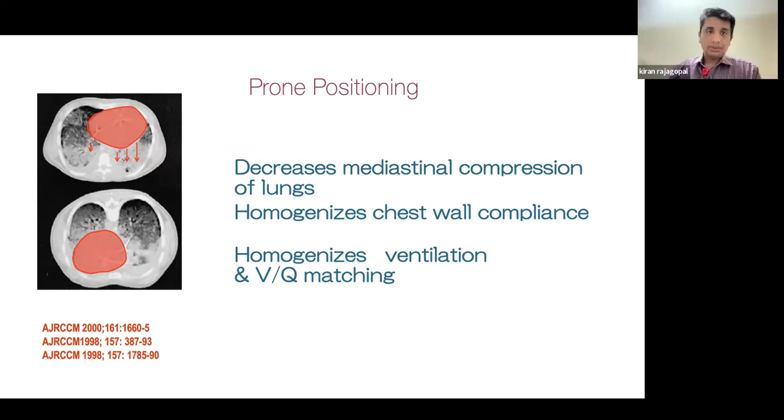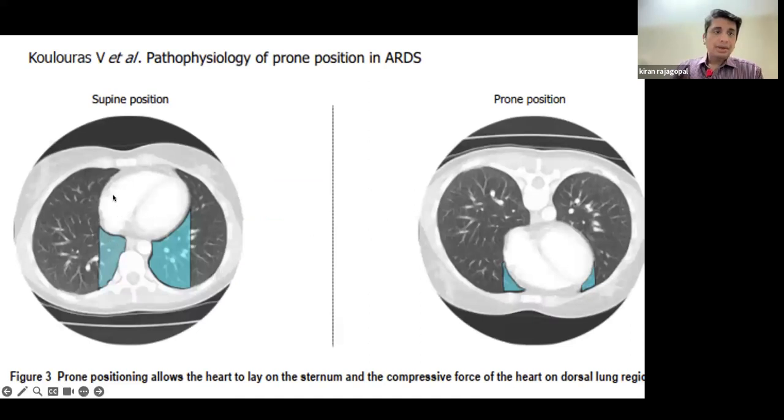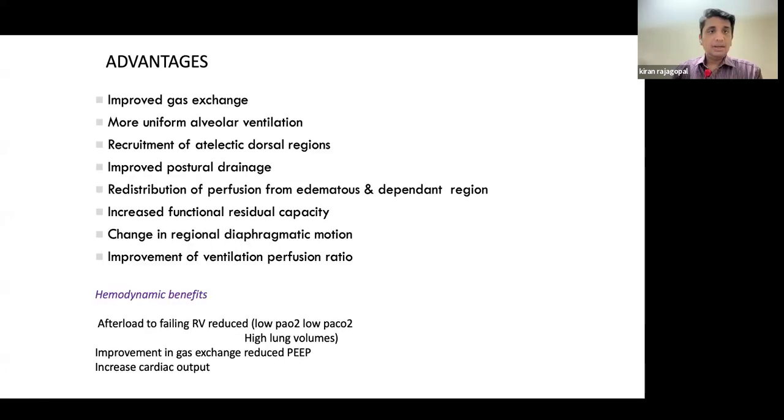See, when you are lying supine, the heart will be compressing this much portion of the lung, while lungs are already damaged by ARDS. So again, some normal alveoli are compressed because of the weight of the heart and mediastinum. But in prone position, only this much portion of the lungs is affected. Okay. So advantages I have mentioned: improved gas exchange, more uniform alveolar ventilation, improved lung compliance. And there is a cardioprotective effect also. It will reduce the afterload to the RV, so it is basically right side protective. Proning is a right side protective technique. Okay. So overall, it is beneficial.